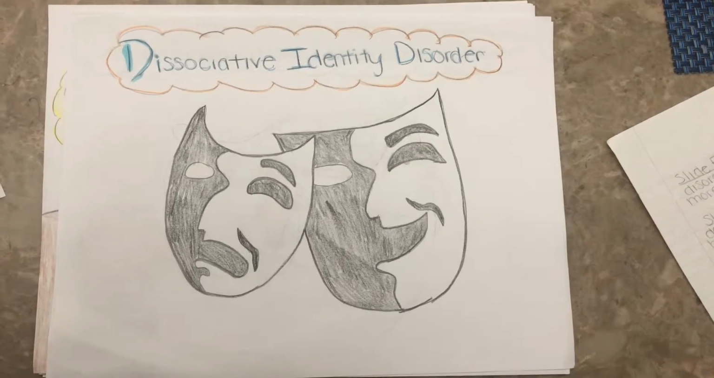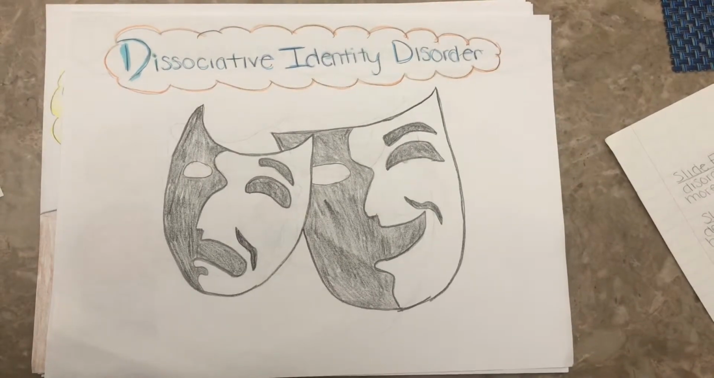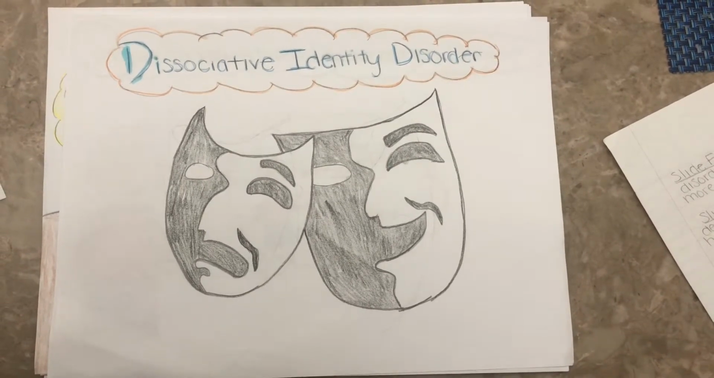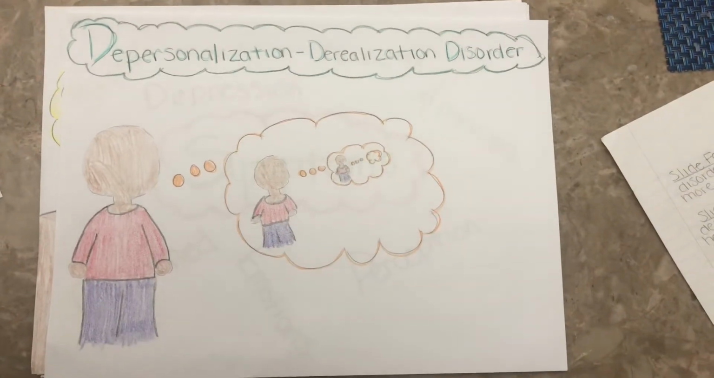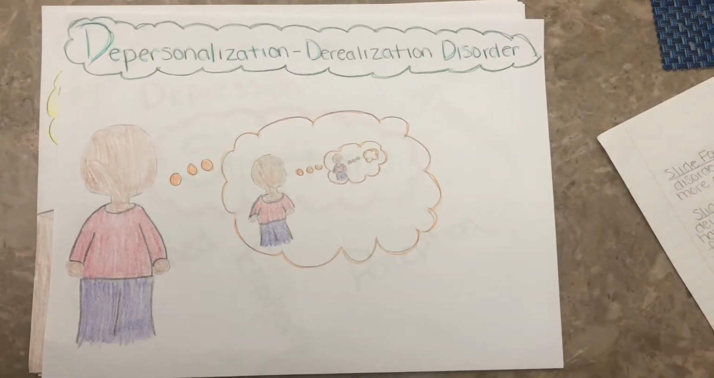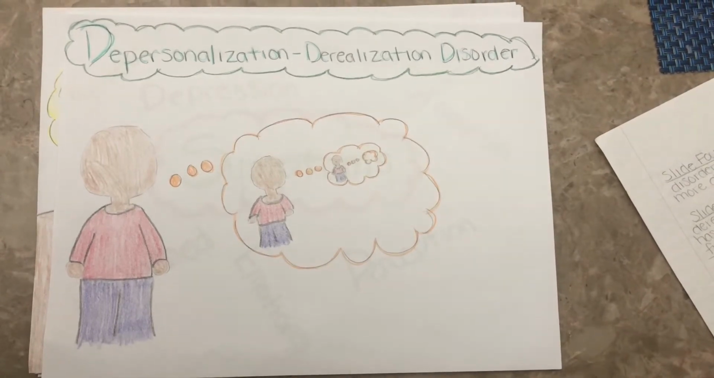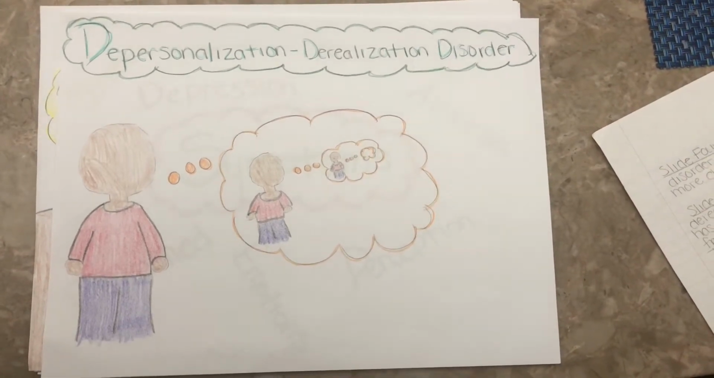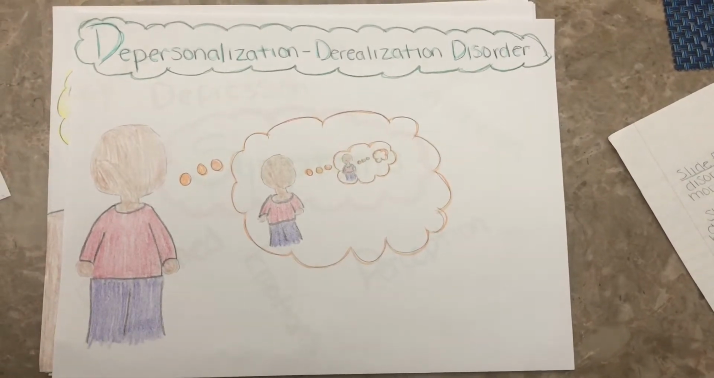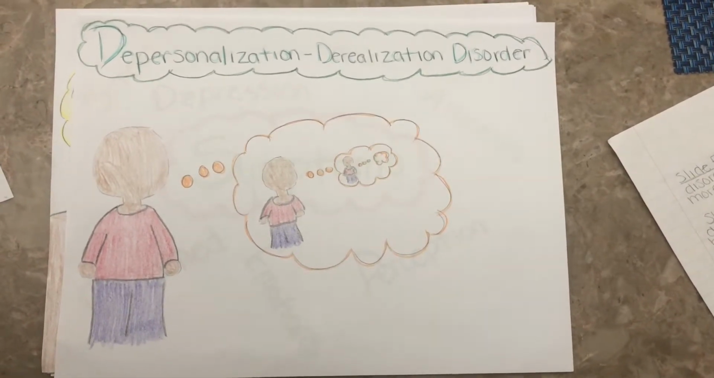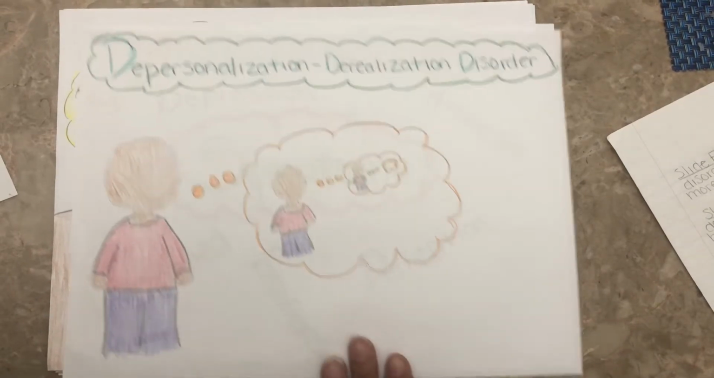Next, dissociative identity disorder, where a person can have two or more distinct personalities. And lastly, depersonalization disorder, where a person has persistent recurring experiences detached from self, like an outside observer of their own thoughts. Things feel like a dream, and the world is distorted.